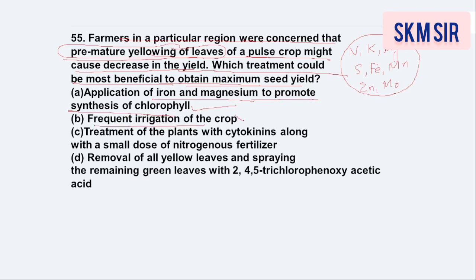Frequent irrigation of the crop. Okay. No. And treatment of the plants with cytokinin along with a small dose of nitrogenous fertilizers. No need to do this. Removal of all yellow leaf and spraying the remaining green leaves with 2,4,5-trichlorophenoxyacetic acid. So it is also not beneficial. So I think option number A will be our best option to be chosen. Okay, so A option is correct one. That means we will apply iron magnesium and fertilizers which contain iron magnesium so that chlorophyll synthesis can occur.